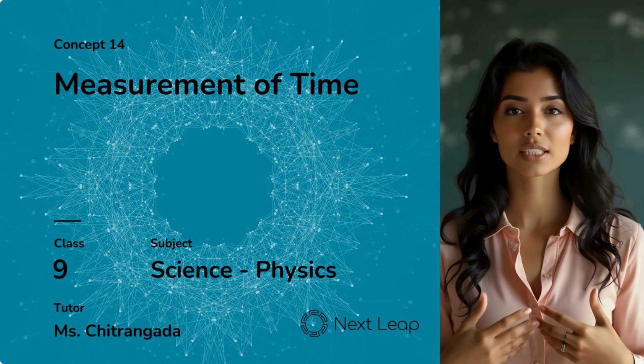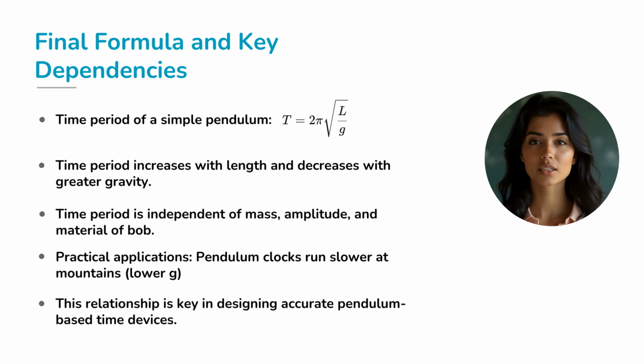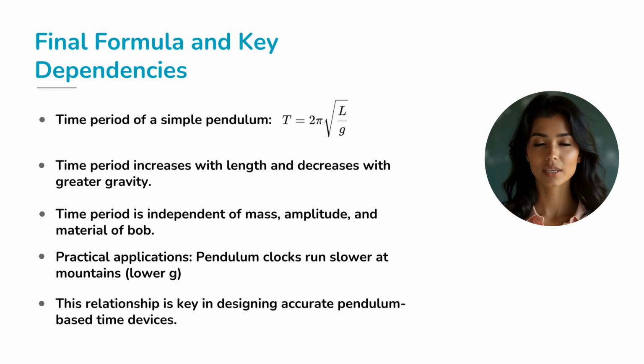And here's something interesting. At higher altitudes, where g is lower, pendulum clocks run slower. That's why accuracy in time measurement can even help us detect changes in Earth's gravity.